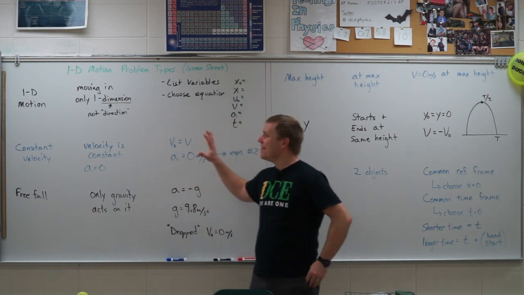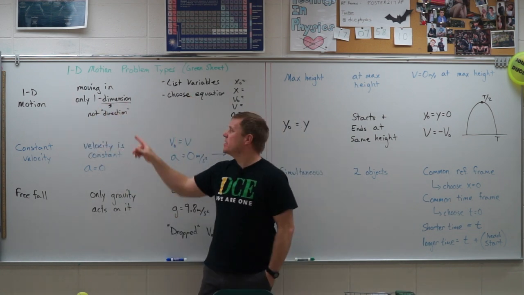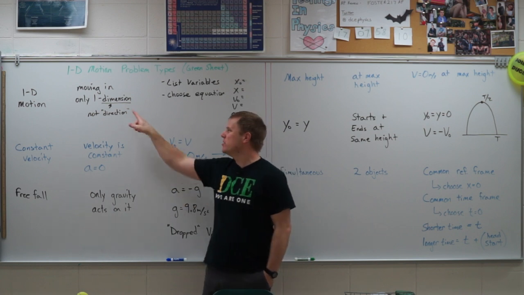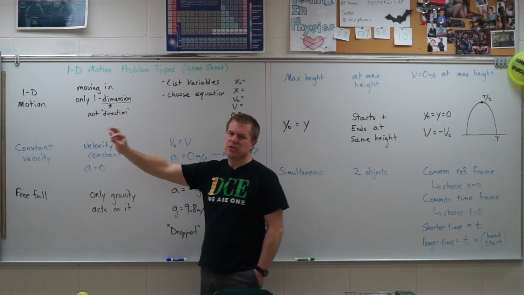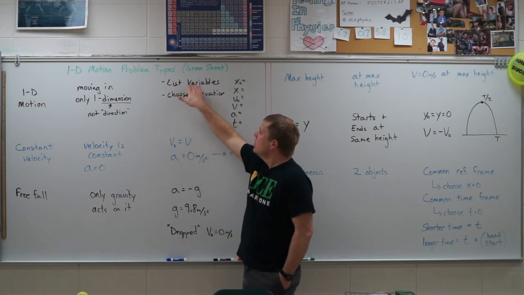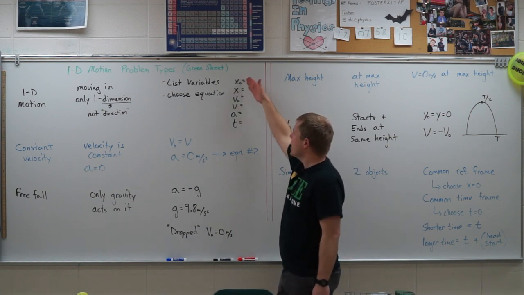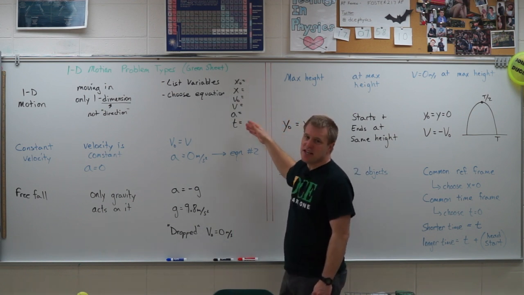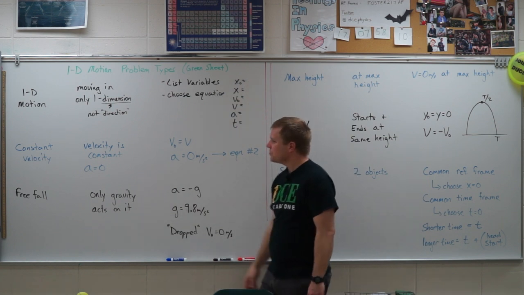All right, let's get the other problem types on here quick. Now that we got that set up, the rest of it: it's a 1D motion problem because it's only going in one dimension. Now notice that's the word dimension, not the word direction. It's only going in one dimension, so it can go back and forth or up and down. List your variables, choose an equation. That's what you do when you have a 1D motion problem. So x naught, x, v naught, v, a and t. If you're in the y direction, it would be y naught, y, and so on.